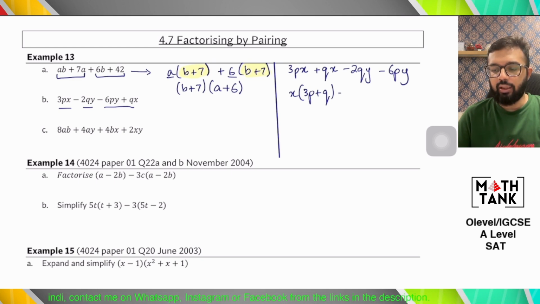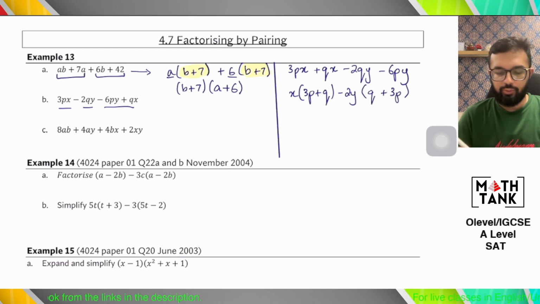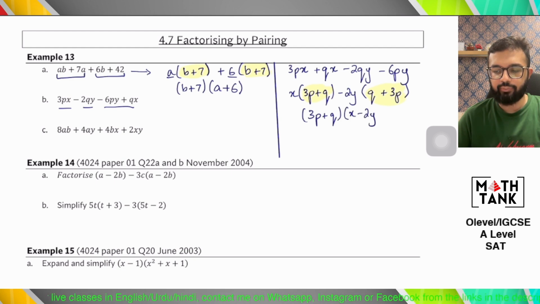You would also arrange the terms differently. And then there is a minus 2y that's common. So I'm left with q plus 3p. Now you see these two brackets are the same. So 3p plus q and x minus 2y.